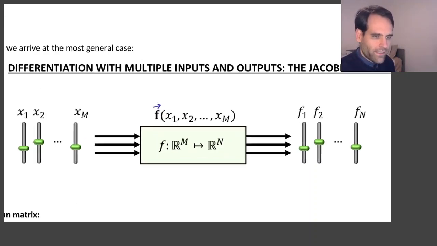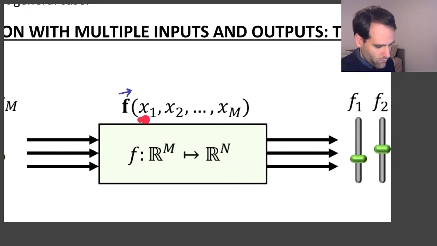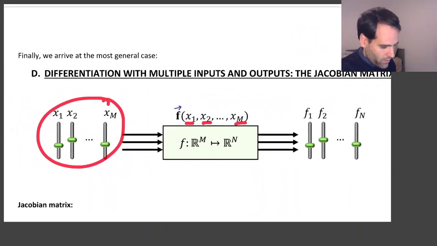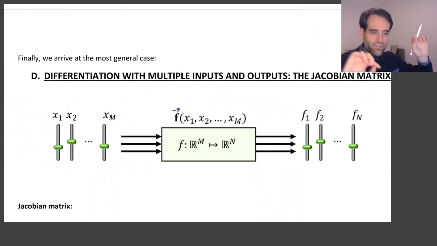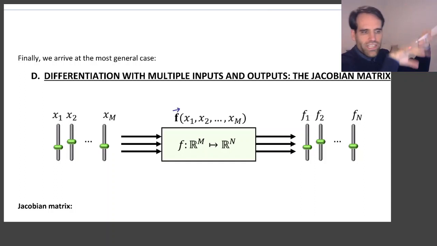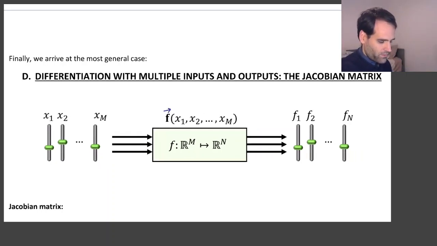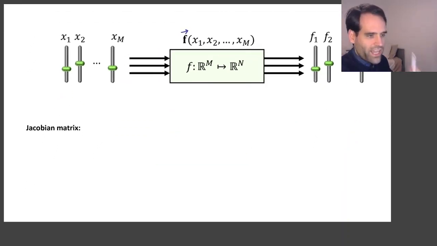And f is a vector that depends on several variables, x1, x2, up to xm, which are the input variables, okay? So if you think in terms of this machine with the knobs, you have m knobs in the input, and when you change each of these knobs, all of the output knobs change, okay? So this is what a function that has multiple inputs and multiple outputs looks like. And the way to define the partial derivatives for this function is actually to define something that we call the Jacobian matrix. And this is a very simple concept.